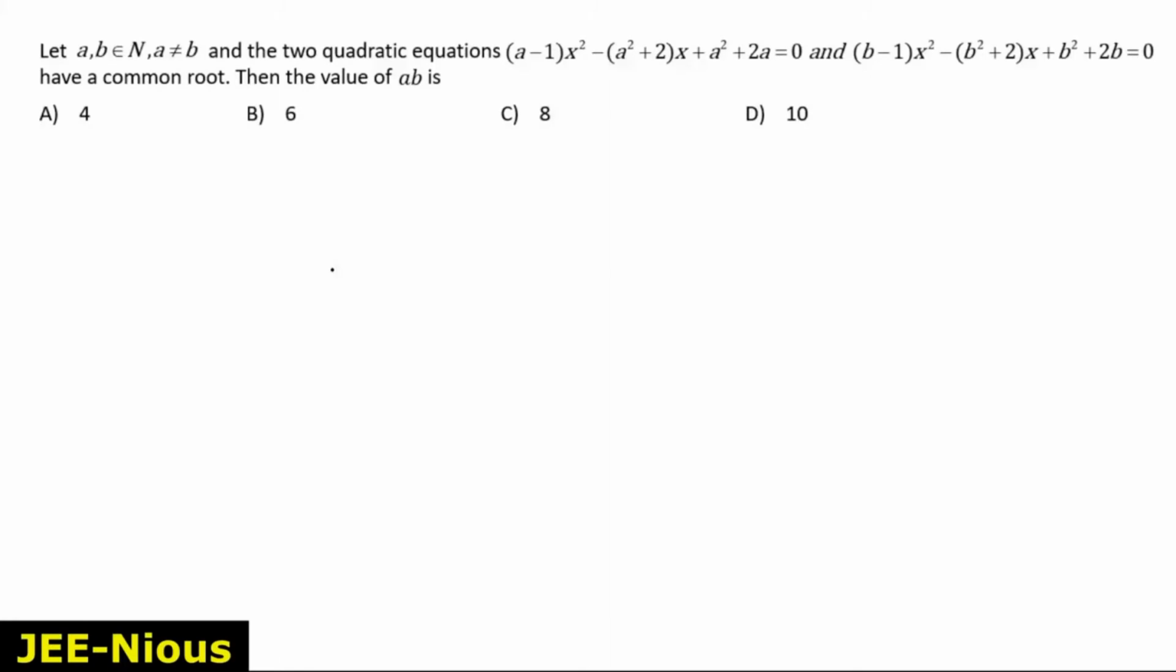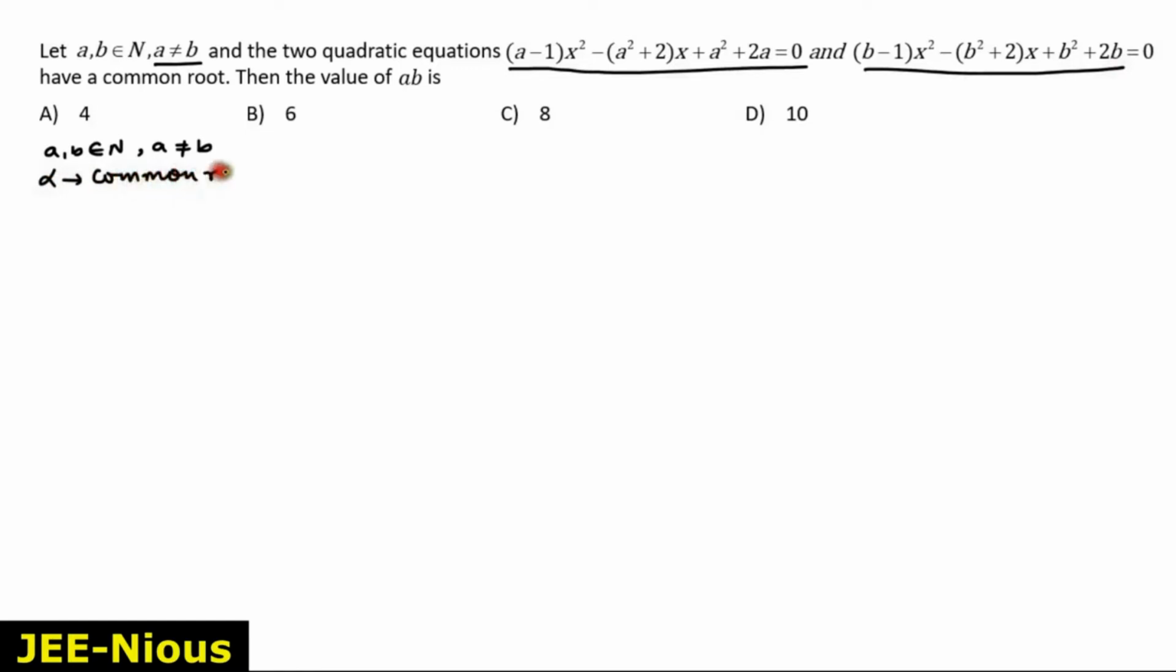So in this question, A and B belong to natural numbers and A is not equal to B. They have said that the two quadratic equations, this one and this one, have a common root. Let us say alpha is the common root.